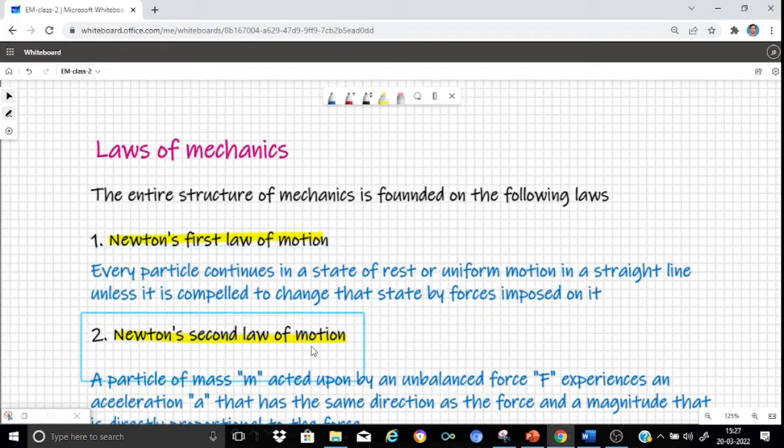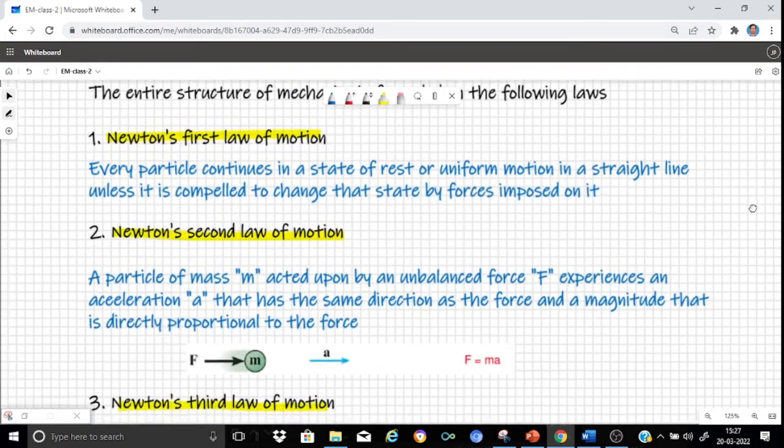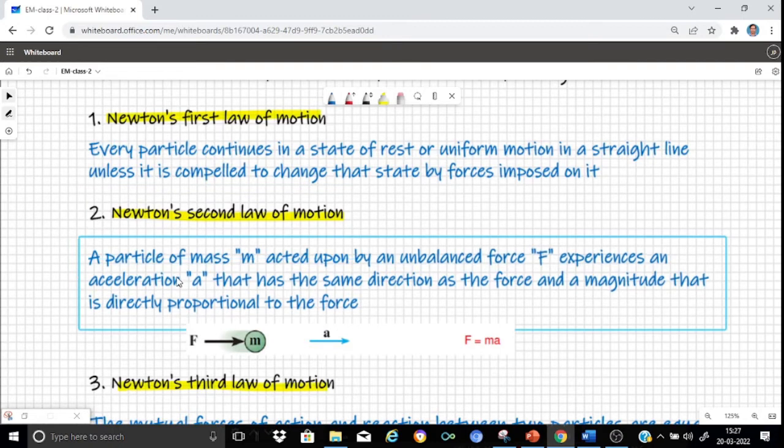Now coming to Newton's second law of motion, as per this law, a particle of mass m acted upon by an unbalanced force F experiences an acceleration A that has the same direction as the force and a magnitude that is directly proportional to the force. Or in other words, Newton's second law of motion helps us to characterize the acceleration experienced by a body when it is subjected to an unbalanced force F.